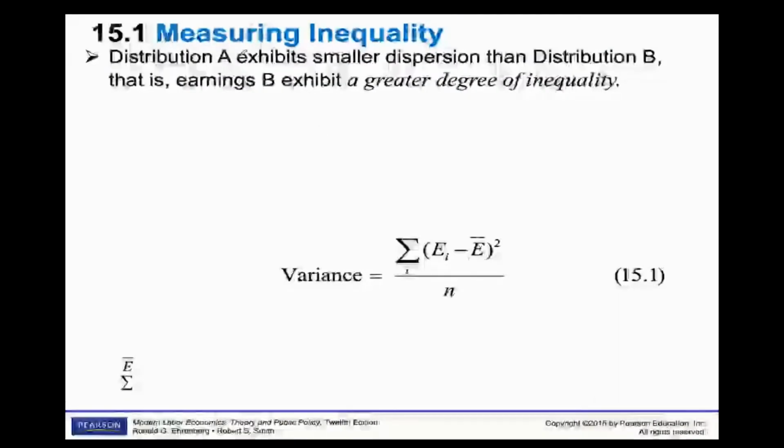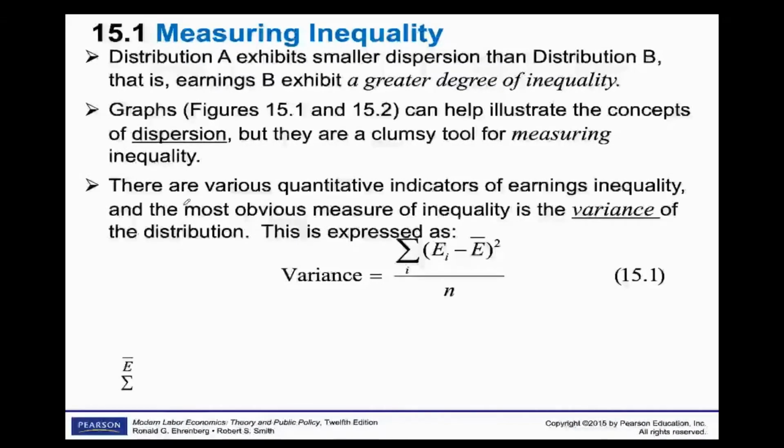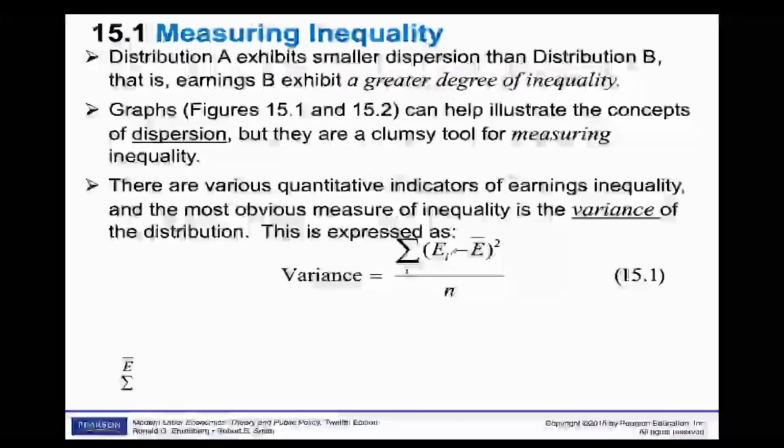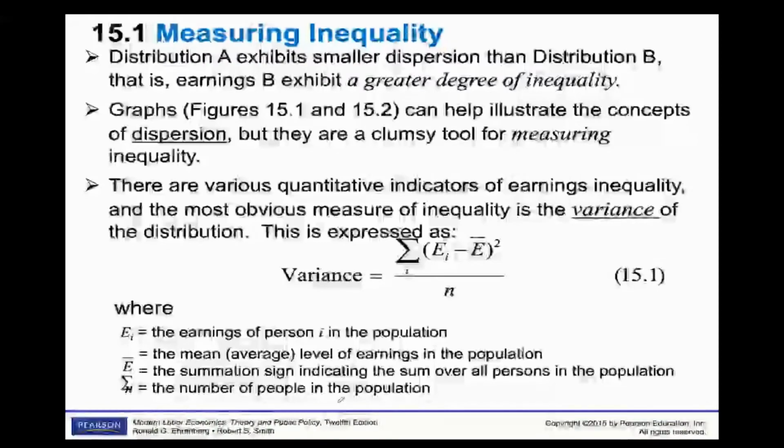Before we get to that formula here, we want to understand various measures of inequality. So how do we measure the distribution? We can use a graph as we have seen earlier. The best way to capture the level of income inequality is to use various quantitative indicators of earnings. For example, we can use variance, and the following is the formula to calculate variance. It is the summation of the earnings of individuals in the economy minus the average earning in the economy squared, and then we divide by n, where n is the number of people in the population. Or sometimes we can take n to be the sample size.